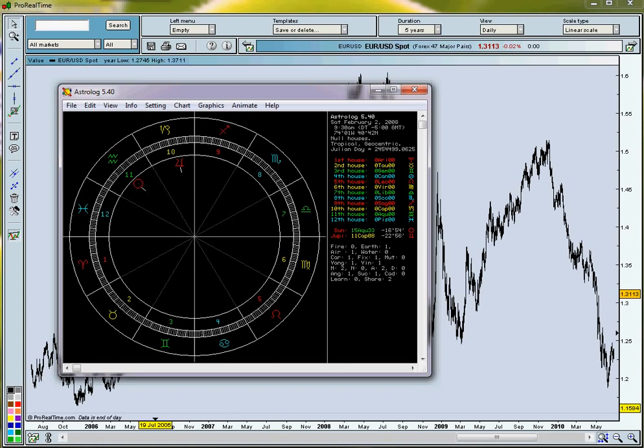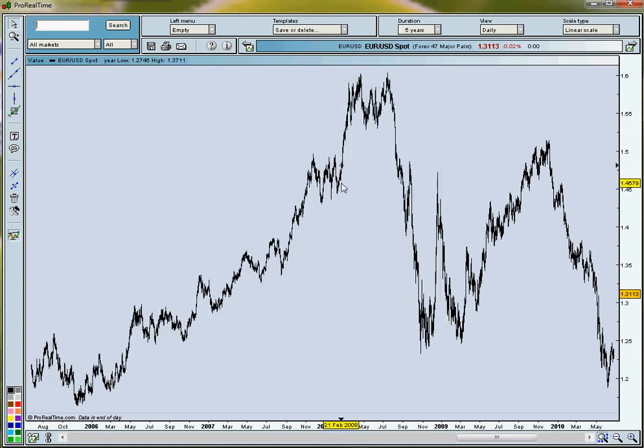And we see that Jupiter was in conjunction to the natal sun on approximately February 4th, 2008, which is, let's see, right here. So it's not exactly at the high. It's nowhere near the high price-wise. Time-wise, it's pretty close to when the high was happening.